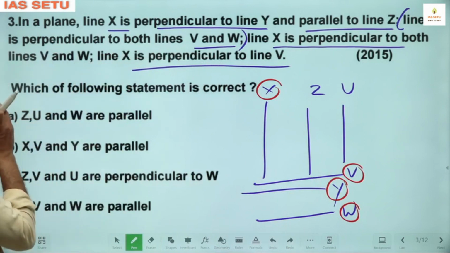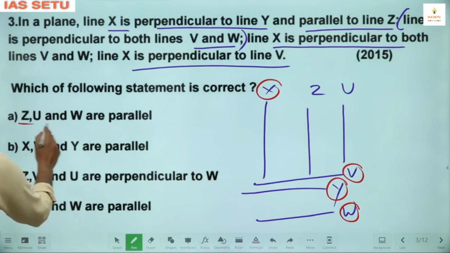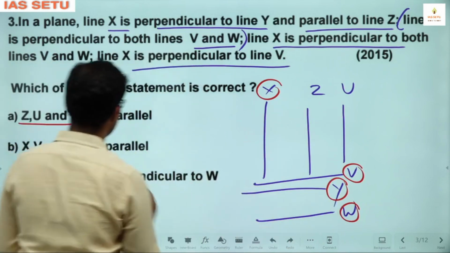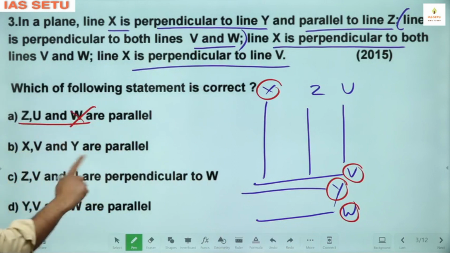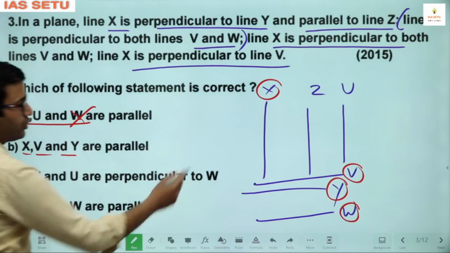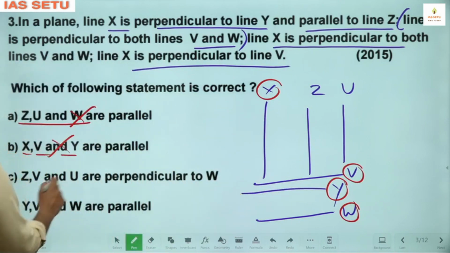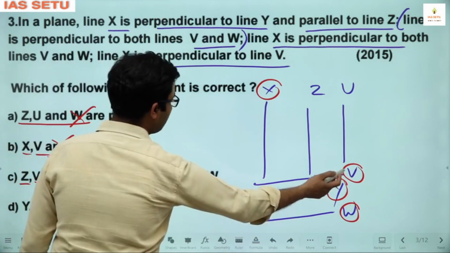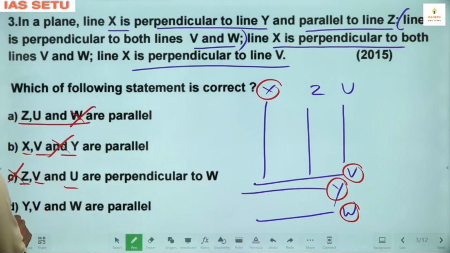Which of the following statements is correct? Z, U, W are parallel. No. Z and U are parallel, but W is not there. X, V, Y are parallel. No. X and Y are perpendicular. Z, V, U are perpendicular to W. This is W, but V is not there. So the third is also wrong.